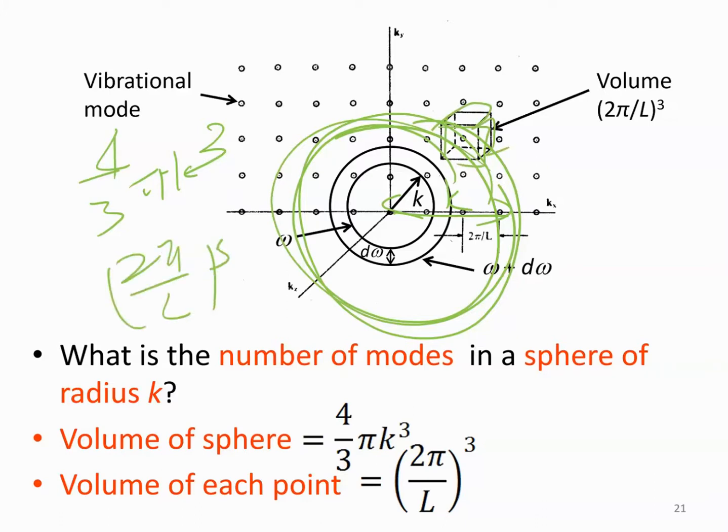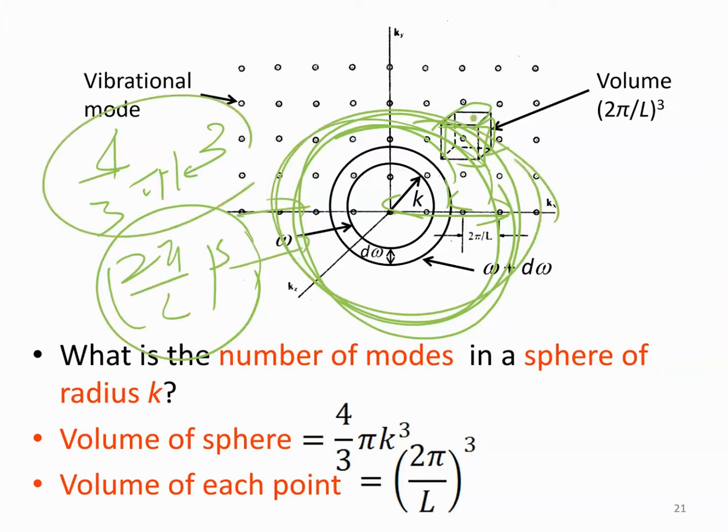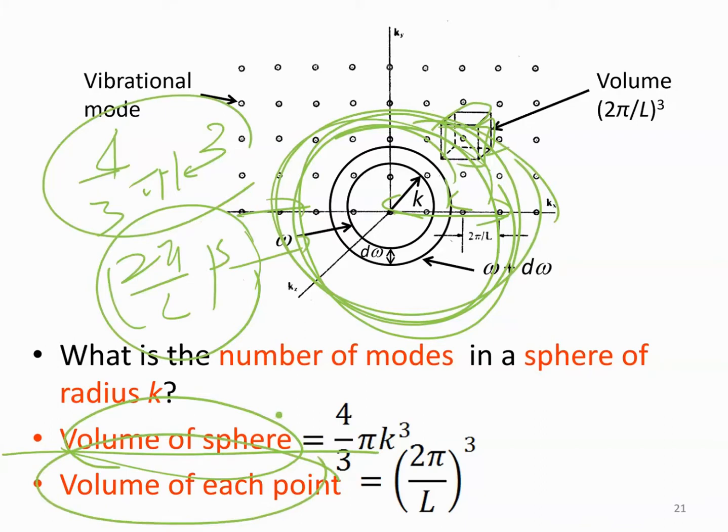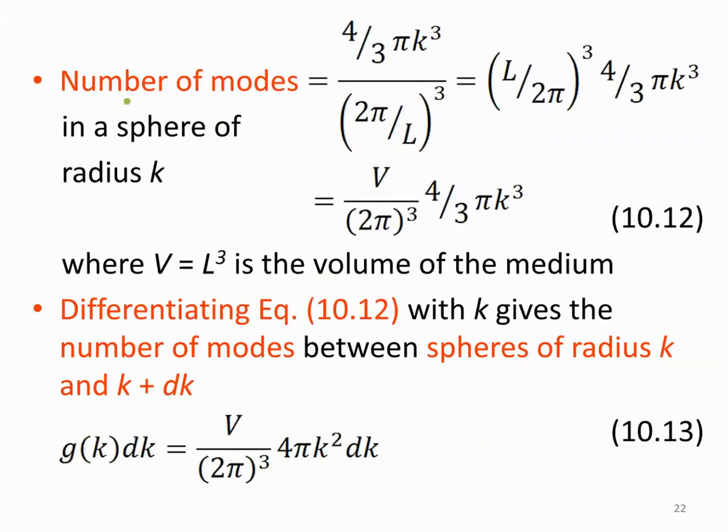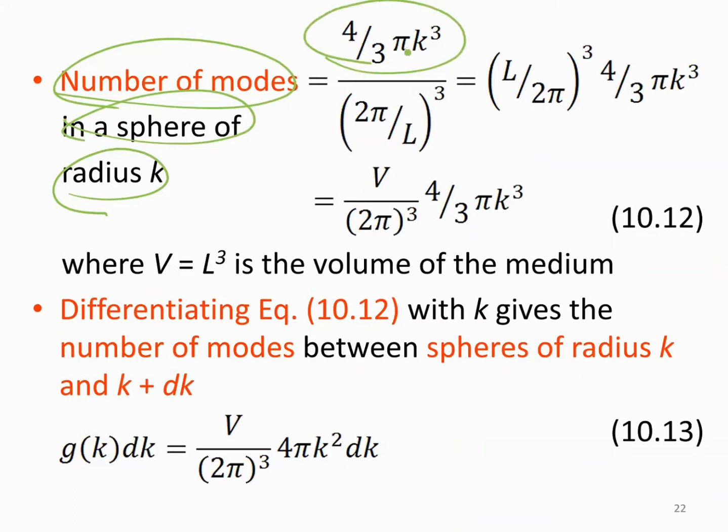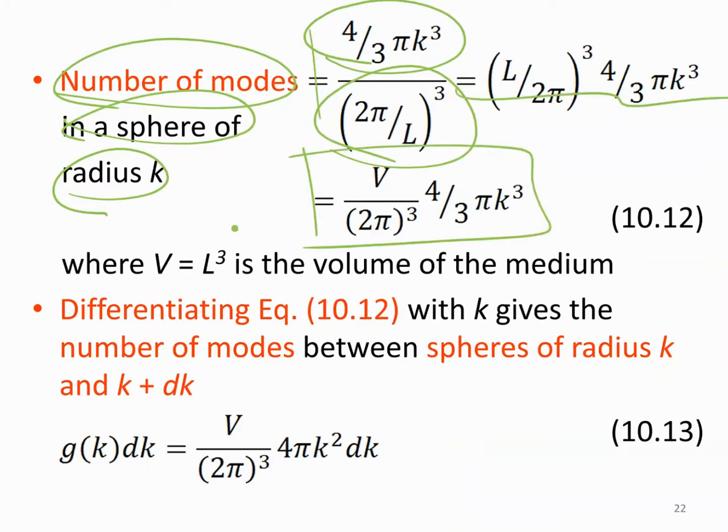So now I want to ask you how many cubes we can find in this volume of the sphere. How do we calculate it? Very simple. We just use the volume of the sphere over the volume of the cube, right? So the number of modes, or number of cubes, in the sphere of radius k is given as the volume of the sphere over the volume of each cube. Then to solve it, you'll get this one. A very simple mathematical calculation.